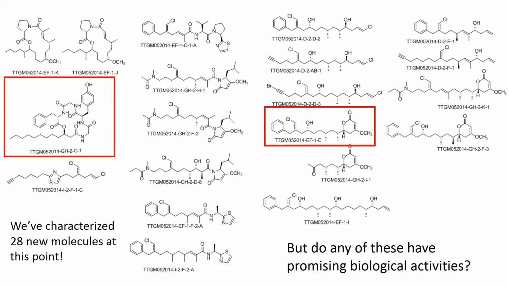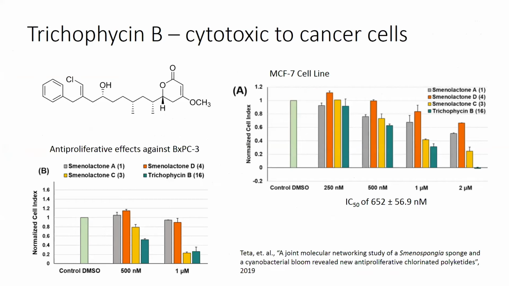But the real question is, do any of these molecules have any promising biological activity? That's the whole point of this, right? So I'm only going to focus on two for just a few more slides. The first is this trichophycin B. And this is a pretty standard approach. Folks are very interested in anti-cancer drug leads. So we looked at trichophycin B, and we looked at two different cell lines, MCF7, which is a breast cancer cell line, and BXPC3, which is a pancreatic cancer cell line.